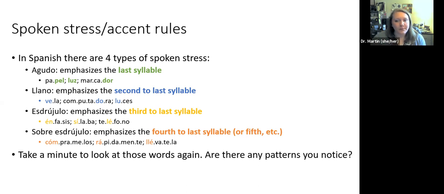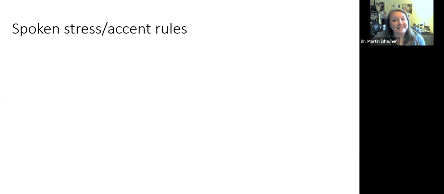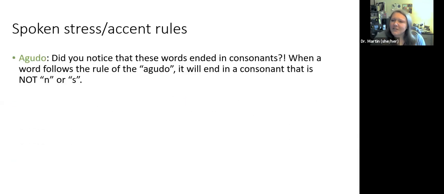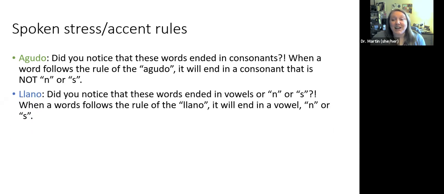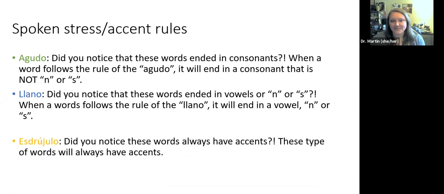So before we move on, take a look at those words again, those examples I gave you. Are there any patterns you're noticing? Is there anything that's similar amongst them? Things that they're doing or not doing? Let's take a look. So agudos, did you notice that these words ended in consonants? Well, when a word follows the rule of the agudo, it will end in a consonant, but not N or S. That's a different one. Those are llanos. So did you notice that these words ended in vowels or N or S? When a word follows the rule of the llano, it will end in a vowel, N or S.